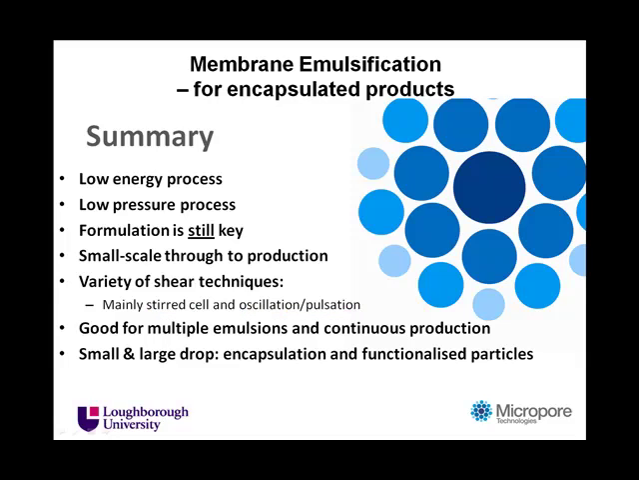Why does membrane emulsification win over certain things? Well, multiple emulsions, much easier to make multiple emulsions using membrane emulsification, and it lends itself also to continuous production. This is going back to the pulse system, where we had 40% phase volume being produced in a single pass. That can then be passed into a polymerization stage or a reaction stage to create the particles. And finally then, it's good for small and large drop production. How small? Well, down to about 10 microns.